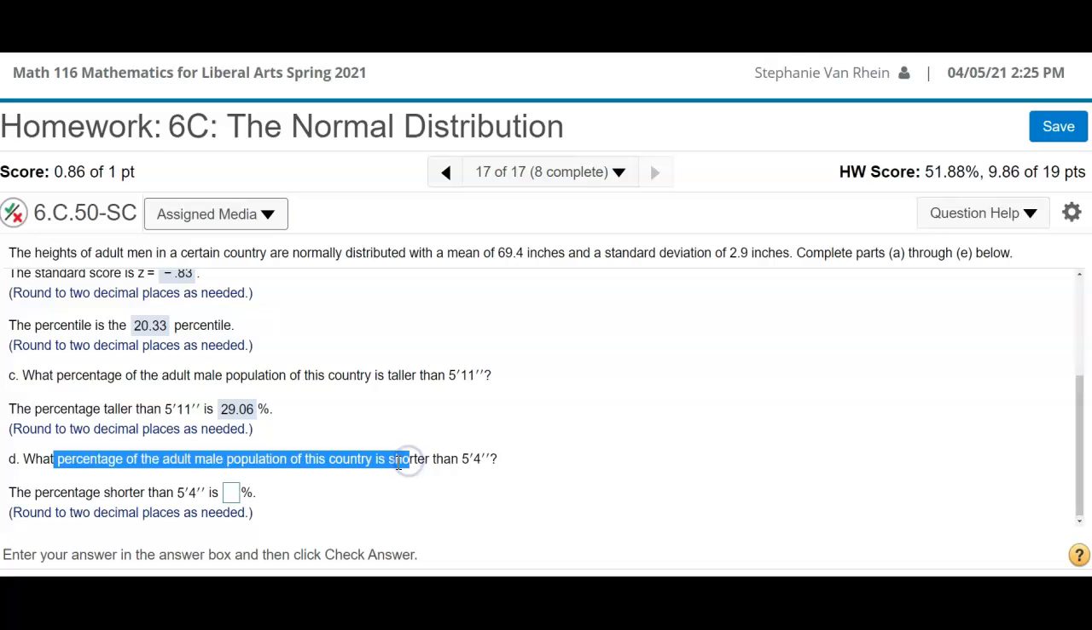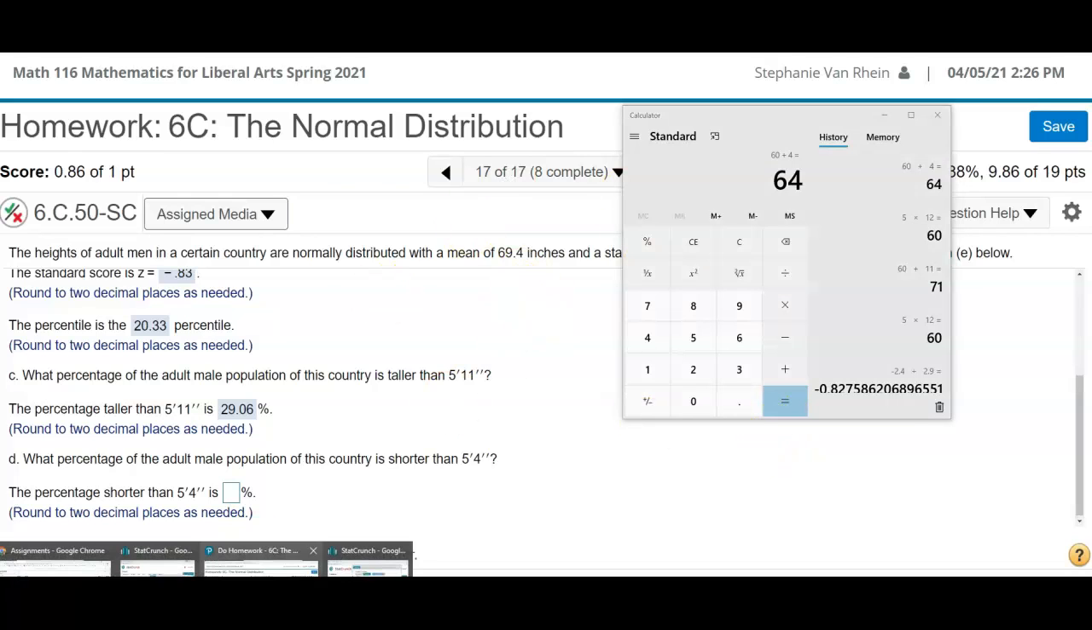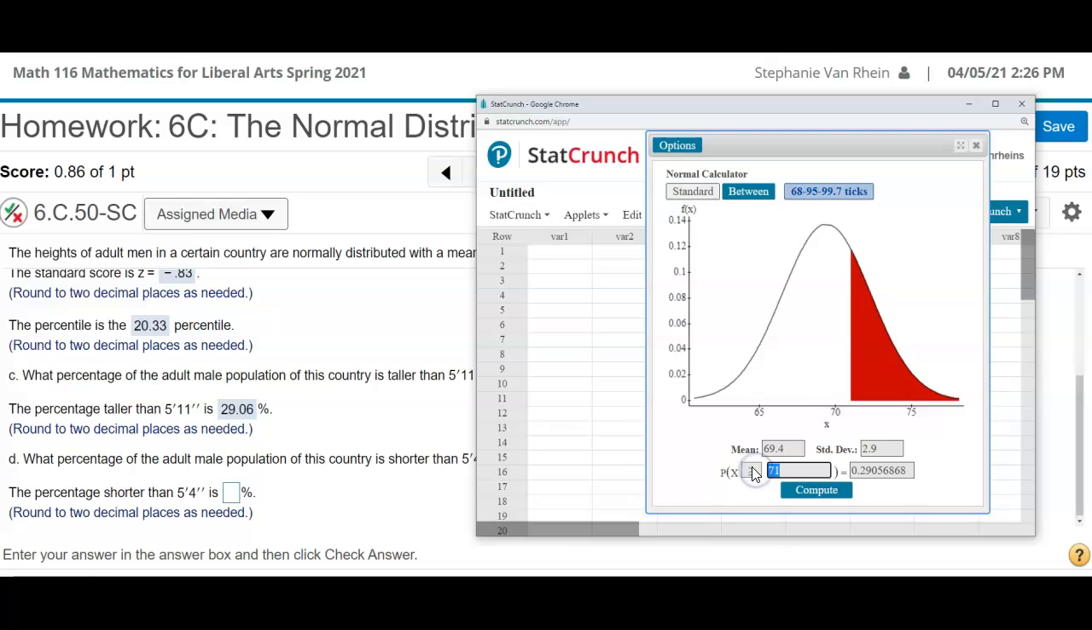What percentage is shorter than 5'4"? So I got to do some calculations. 5 times 12 plus 4. And that's 64 inches. That's pretty short comparatively. I'm going to plug this in, 64 inches, and I'm going to change it to less than.